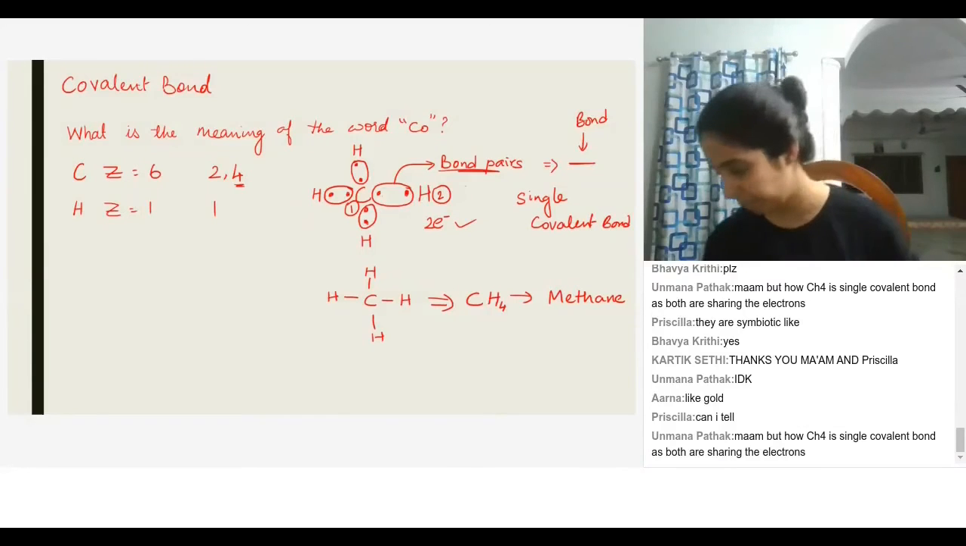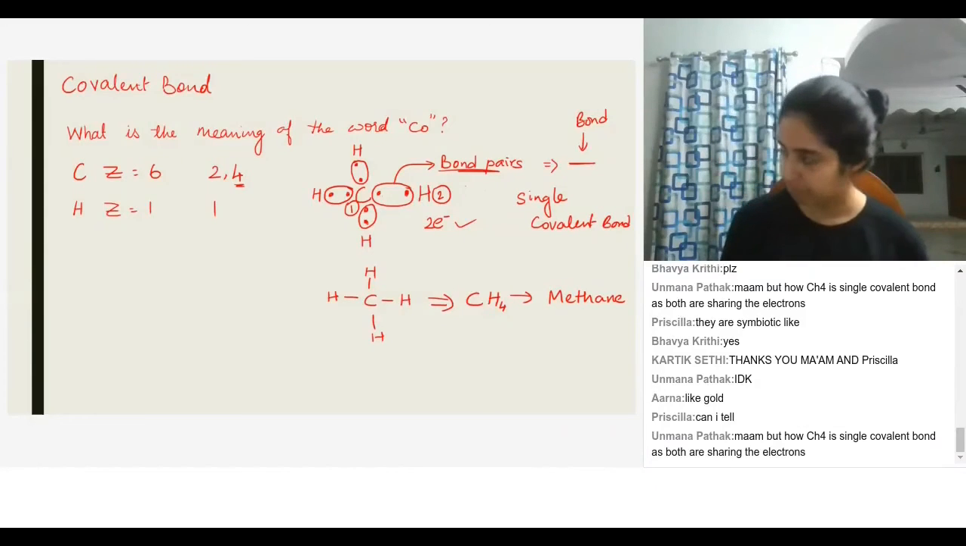They never happen with non-metal and metal. Covalent bonds never happen with non-metal and metal. Yes, there are no ions produced in the process. They just share.